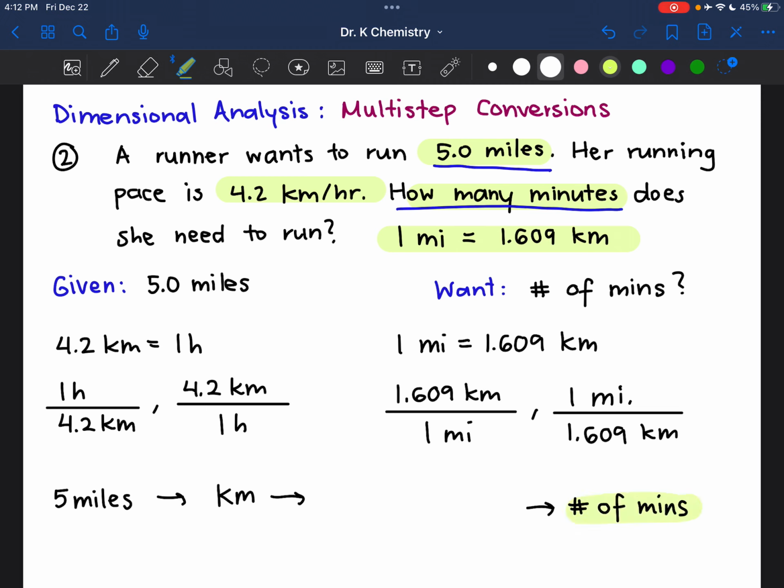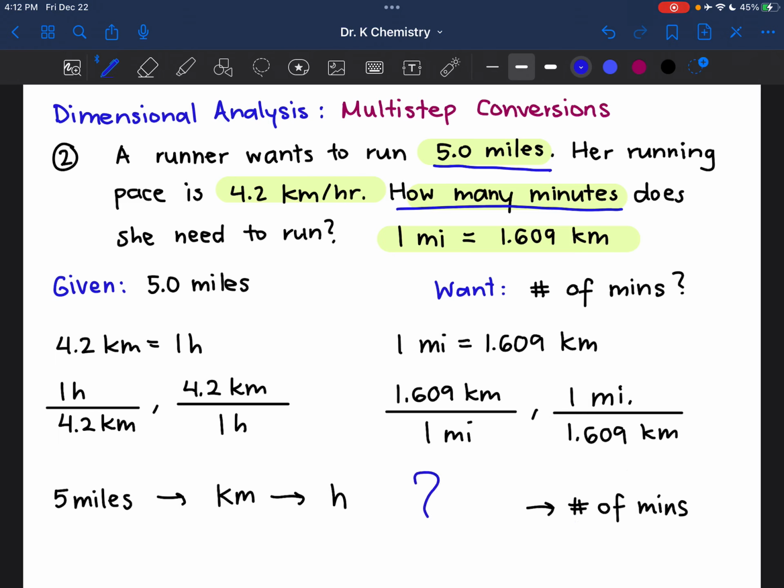But then what do we do from there? Ultimately, we're interested in the number of minutes, so somehow I'm going to have to get rid of those kilometers, which means I need to find another conversion that involves kilometers in some way. And there's a conversion right here. So this can take us from kilometers to hours. Okay, perfect. That gets us to hours.